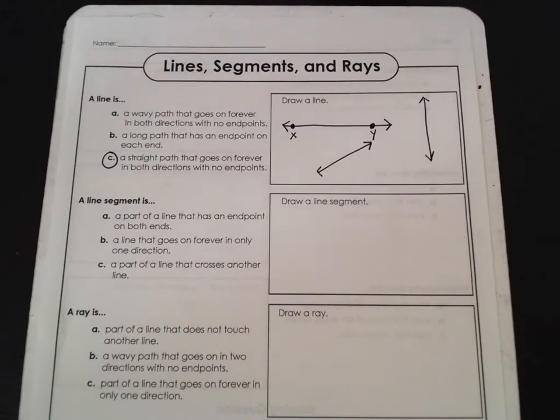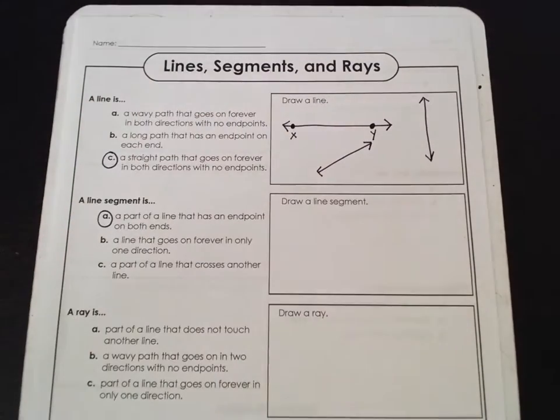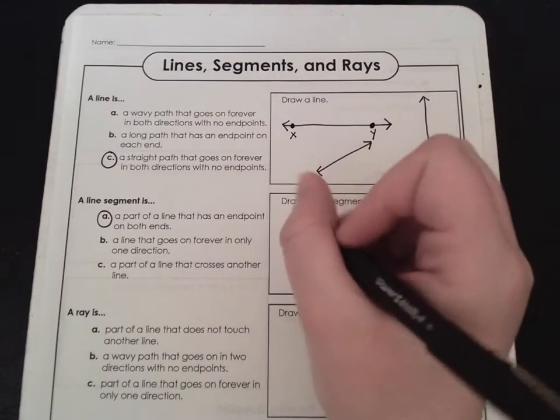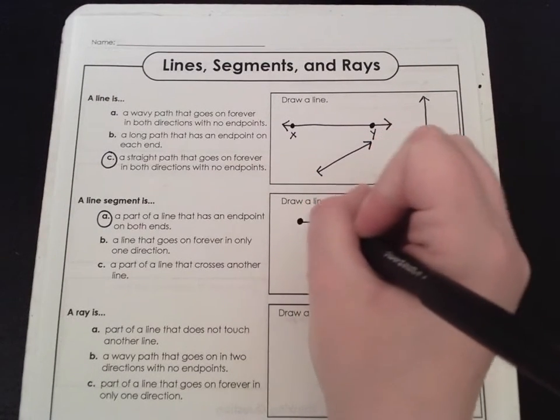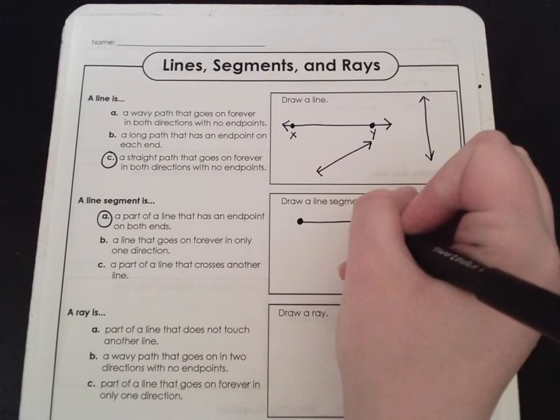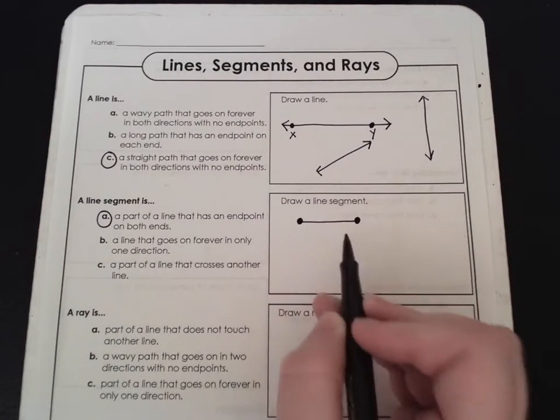Okay, moving on to the next one. A line segment is a part of a line that has an endpoint on both ends. So that would be choice A. A line segment is just a piece of a larger line. So here's what a line segment looks like. It has an endpoint on the left end and on the right end. So again, it can be horizontal, it can be vertical, it can be diagonal, as long as it's a straight line with endpoints on both ends.